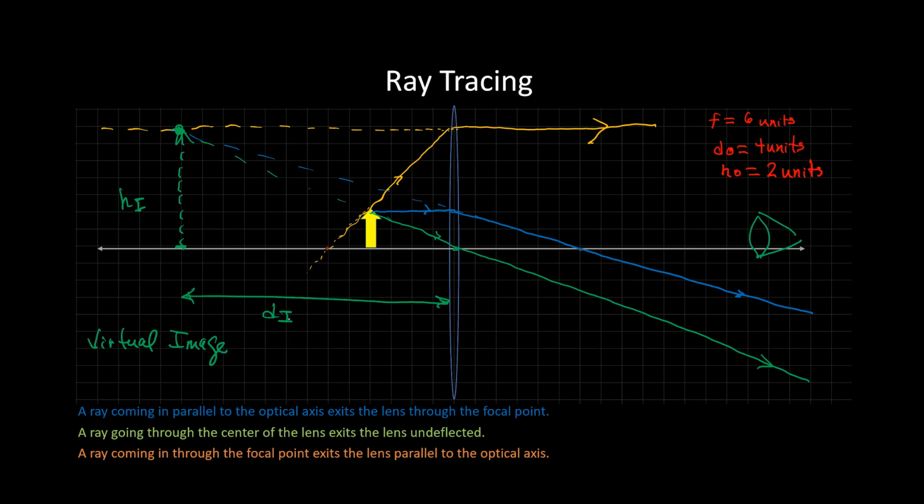So what is d sub I? Let's see. This is 6, 7, 8, 9, 10, 11, 12, 13. So I got here d sub I to be negative 13 units. Negative, again, going back to the first video on thin lens terminology, it is on the same side as the object. It is basically a virtual image. Light does not come from it. It appears to be coming from it, okay?